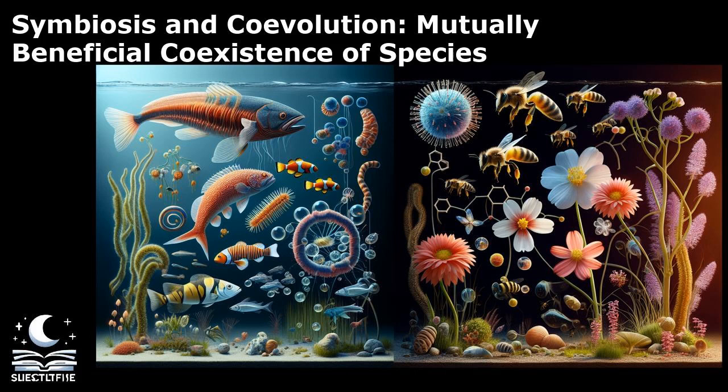Coevolution is a driving force behind the incredible diversity of life on Earth and plays a crucial role in shaping the structure and function of ecosystems. By studying coevolutionary relationships, scientists gain valuable insights into the complex interplay between species and the mechanisms that drive evolutionary change. Coevolution is driven by a variety of mechanisms that shape the interactions between species over time.